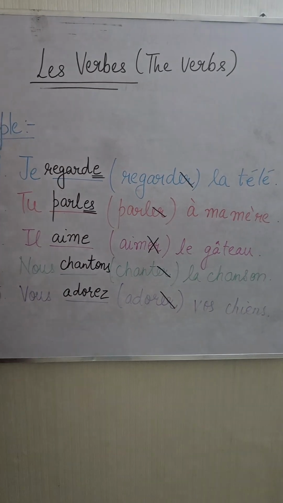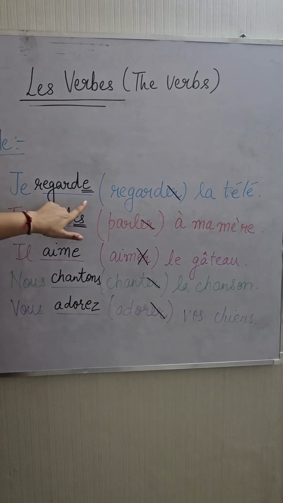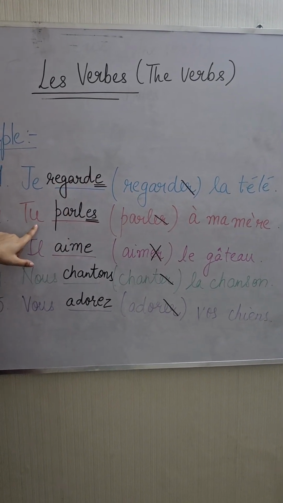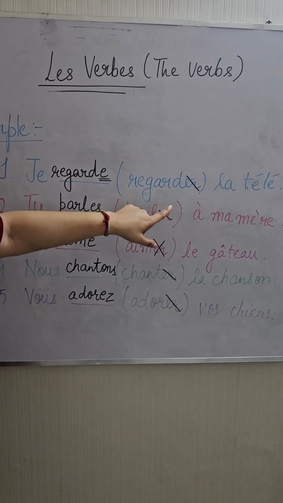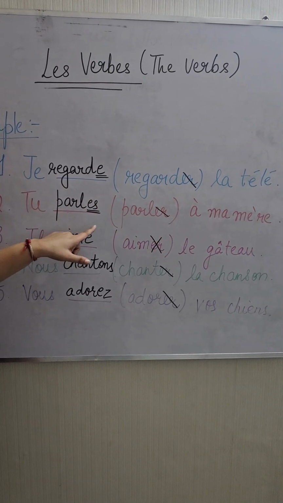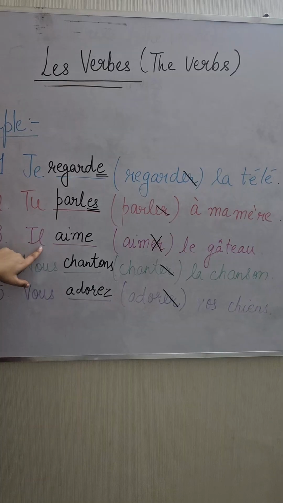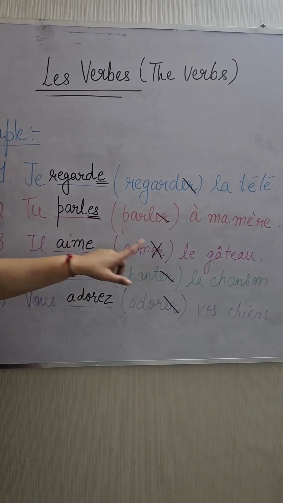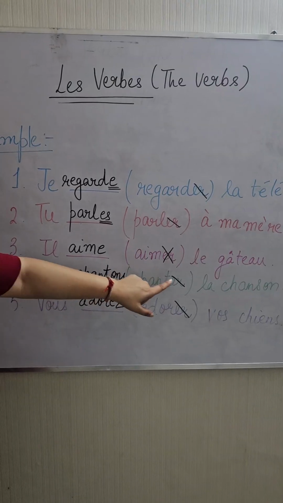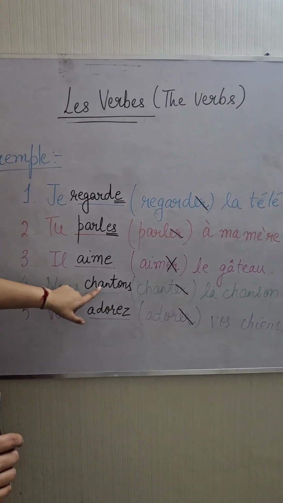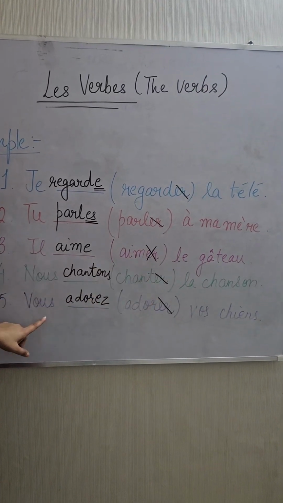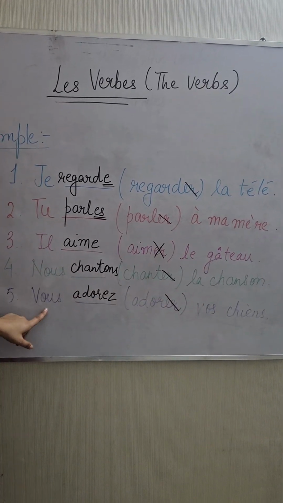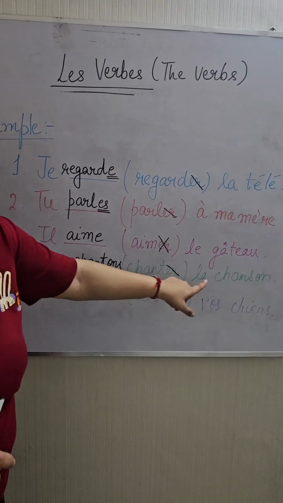So the meaning of all these sentences are: Je regarde la télé. I watch the television. Tu parles à ma mère. You are talking to my mother. Il aime le gâteau. He likes the cake. Nous chantons la chanson. We sing the song. Vous adorez vos chiens. You adore your dogs.